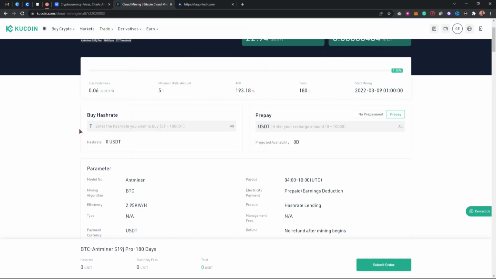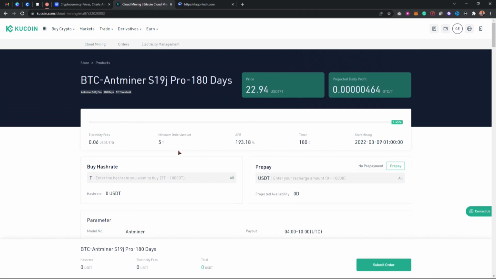As you can see right here, this buy hash rate is the amount of hash rate you want to buy. So you can put 5,000 if you want to buy 5,000. I think the maximum is 10,000. And also don't forget to set a prepay. A prepay has to do with the electricity.